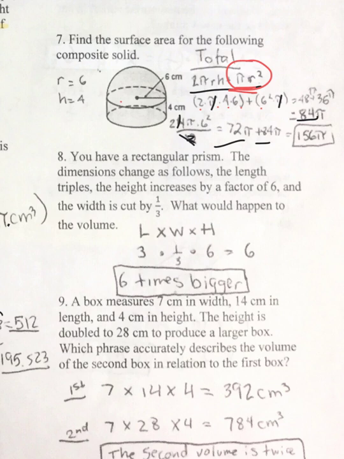8, you have a rectangular prism. The dimensions change as follows. The length triples, the height increases by a factor of 6, and the width is cut by 3. What would happen to the volume?